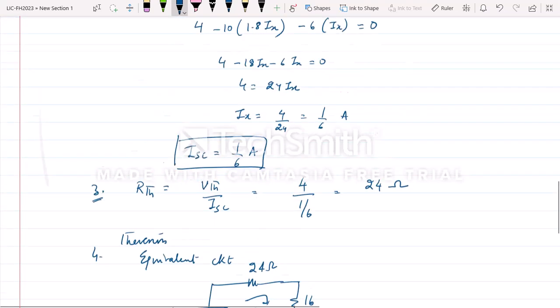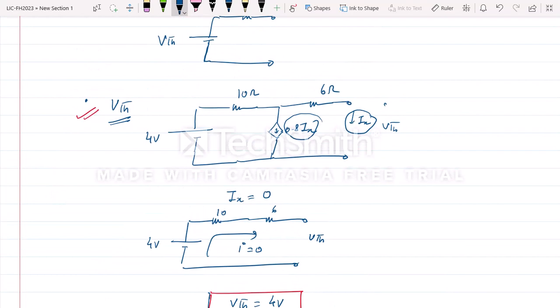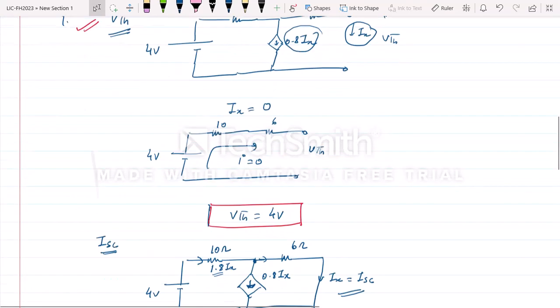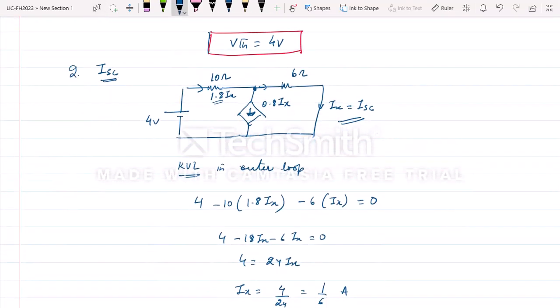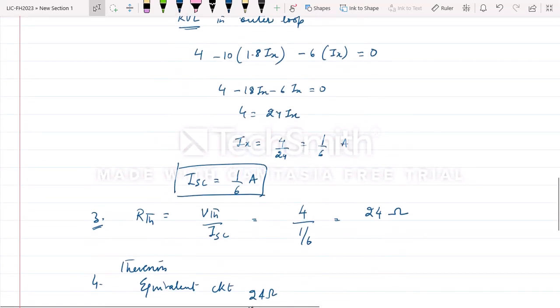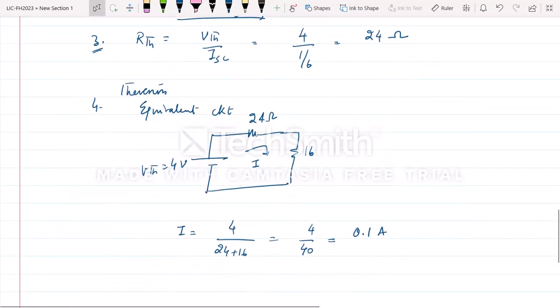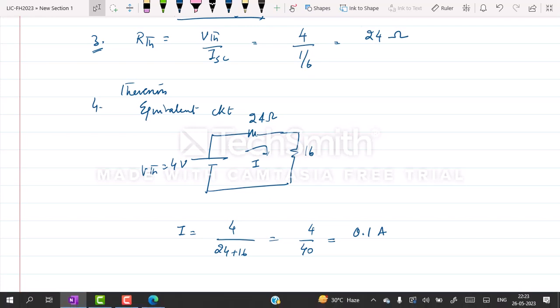And the steps again I'll repeat. First we have to find VTH by opening the terminal. This is the first step. Second step is ISC, by short circuiting that branch where you are finding the current or voltage. Third is RTH, which is VTH upon ISC. And fourth is Thevenin's equivalent circuit. And thus we can find the current or the voltage.